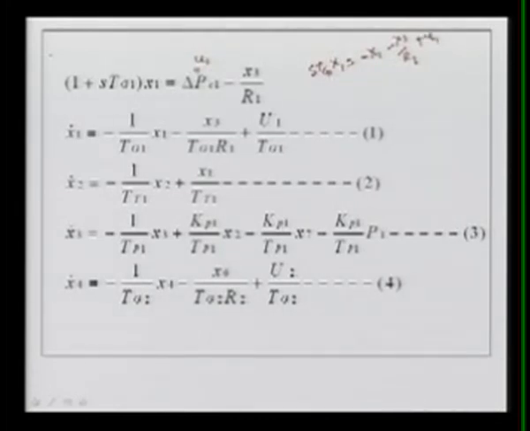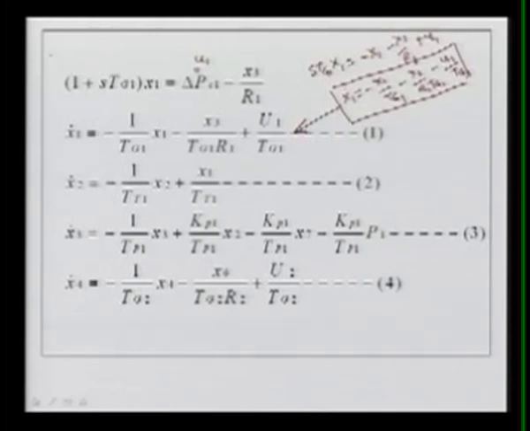So what is this? This s x1 is x dot, so I can write x1 dot, and this Tg1 will be divided, so I can write x1 dot equals minus x1 upon Tg1 minus x3 upon r1 Tg1 plus u1 upon Tg1. So this is the first state space representation, and that is written here, you can see this, related with equation 1.